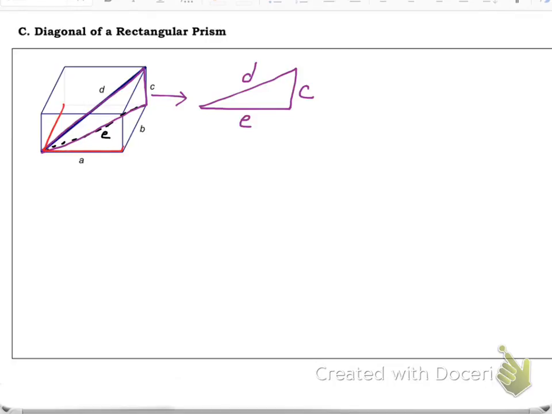I have this nifty little square down here that is 2 dimensions. That is way too big. That got away from me. Alright, where we have length A and B, but we got to remember that E is running down the middle.